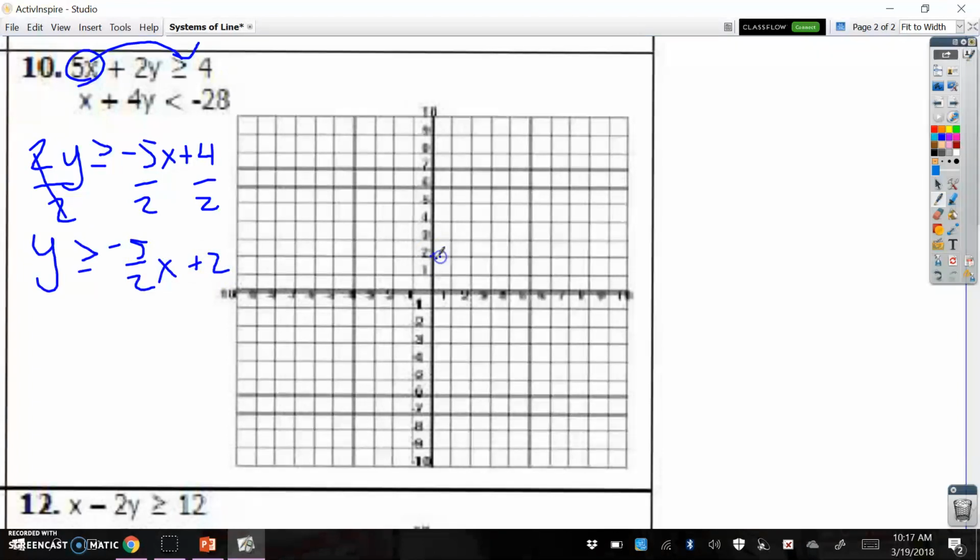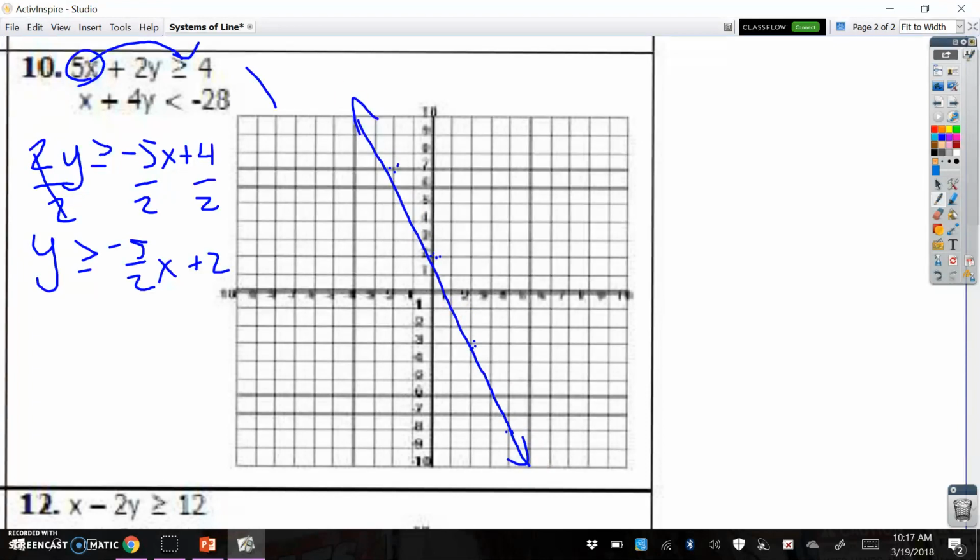So we go to the plus 2. Remember, it's a negative, so it should go down. Down 5 over 2. 1, 2, 3, 4, 5 over 2. And up 1, 2, 3, 4, 5 over 2. Solid or dotted? It's solid.